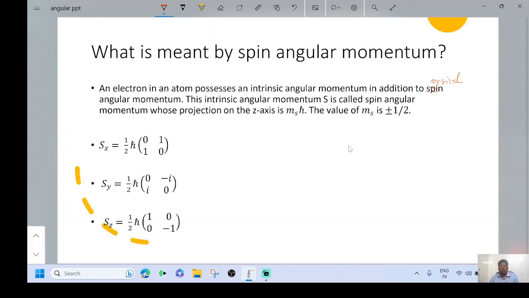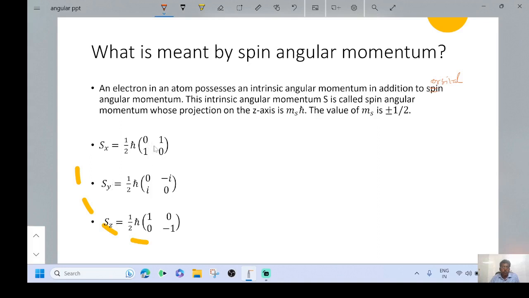What is meant by spin angular momentum? An electron in an atom possesses an intrinsic angular momentum in addition to orbital angular momentum. The intrinsic angular momentum S is called spin angular momentum, whose projection on the z-axis is m_s times h cross. The value of m_s is plus or minus half.